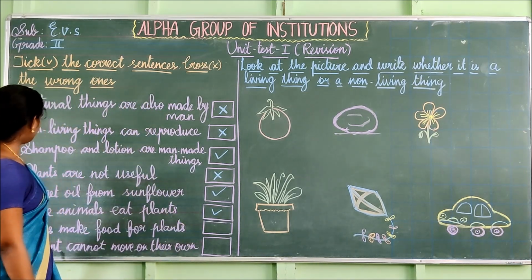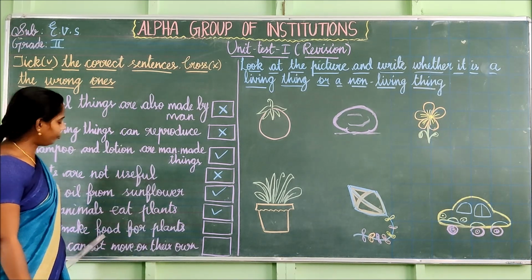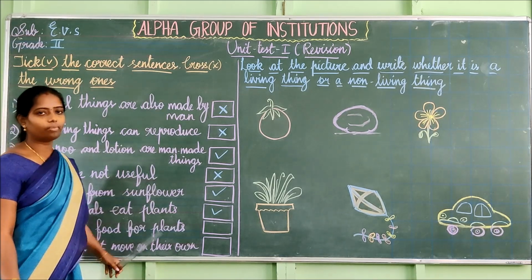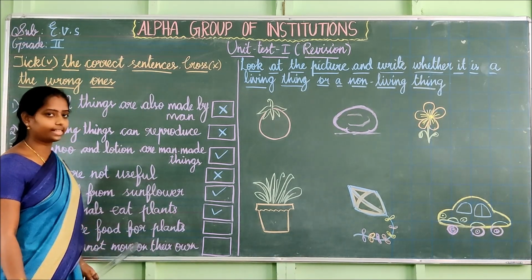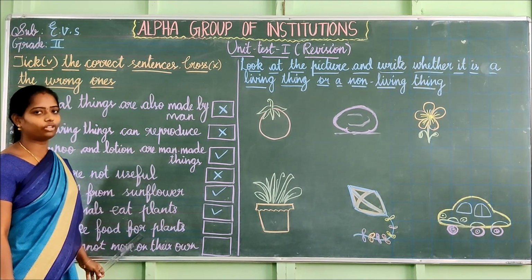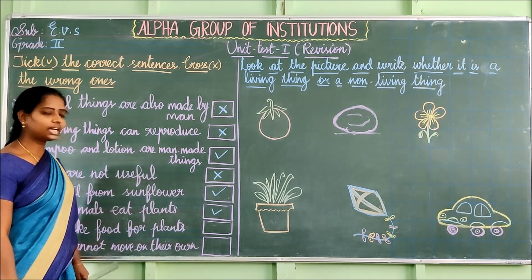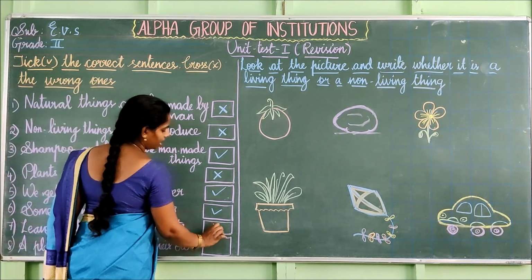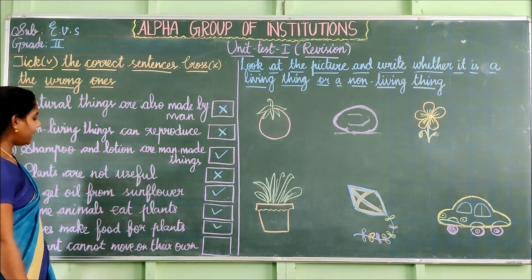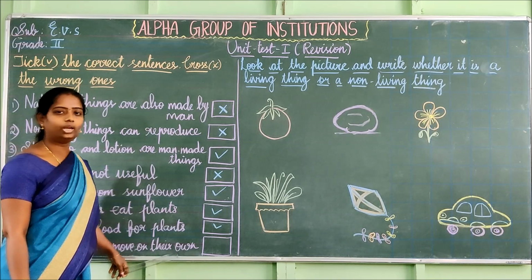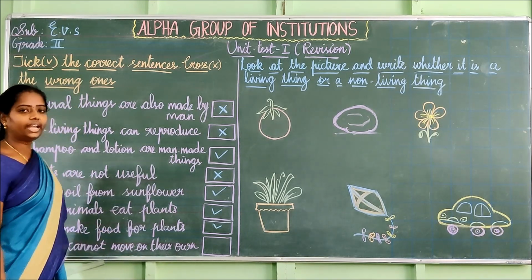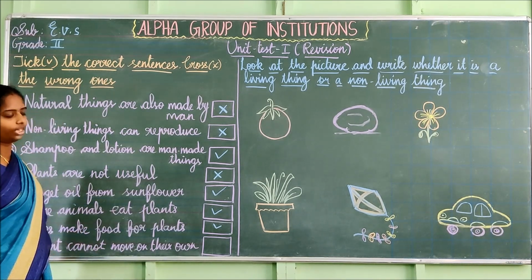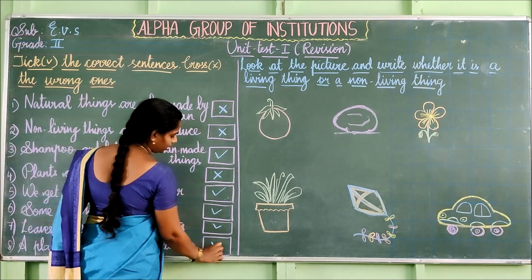Okay? And then seventh one. Leaves make food for plants. Leaves make food for plants. This we have already seen in the choose the correct answer, isn't it, children? Leaf only prepares food for the plants, that we have studied. Yes, it is a correct statement. Leaf only prepares food for plants. So you have to put a tick mark here. Okay? And then a plant cannot move on its own. A plant cannot move on its own. Yes, it is a correct statement. So you have to put your tick mark.